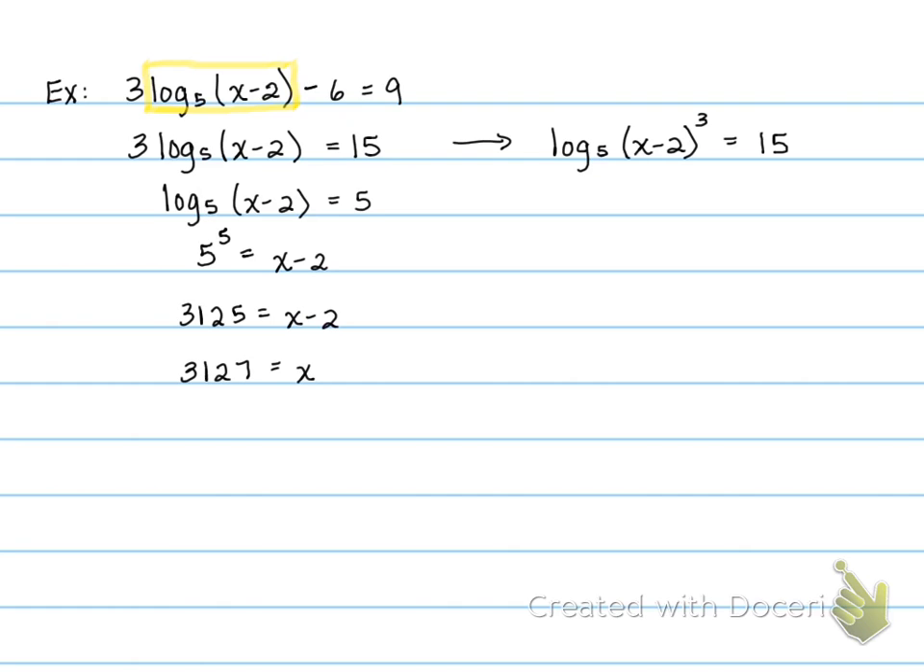And then the last step is just to make sure that that solution doesn't make the input of our logarithm negative or 0. And 3,127 minus 2 for sure is not less than 0, so we're good. Does this make pretty good sense?